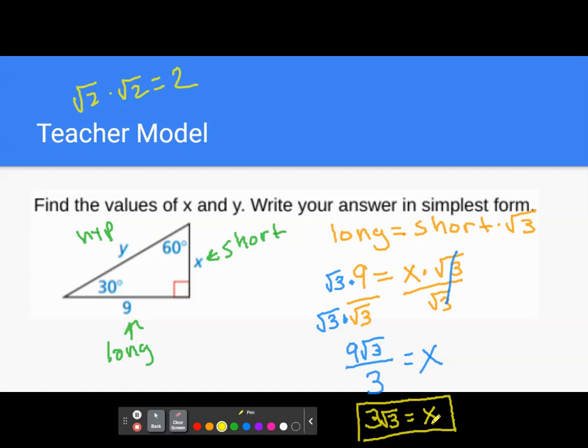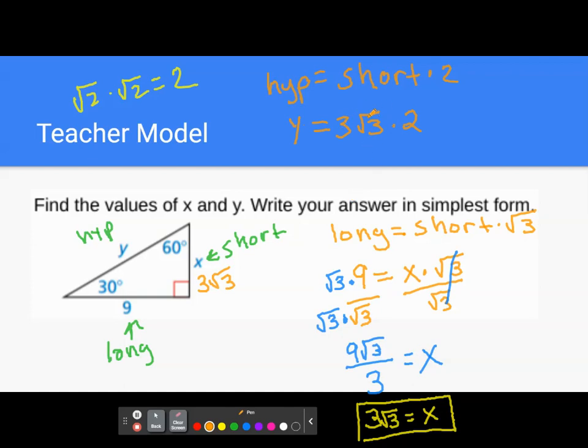Alright, we're not finished. You still gotta find y. So my short side is 3 square roots of 3. Well, our formula says that the hypotenuse equals the short side times 2. So the hypotenuse is y. My short side is 3 square roots of 3, and I multiply that by 2.